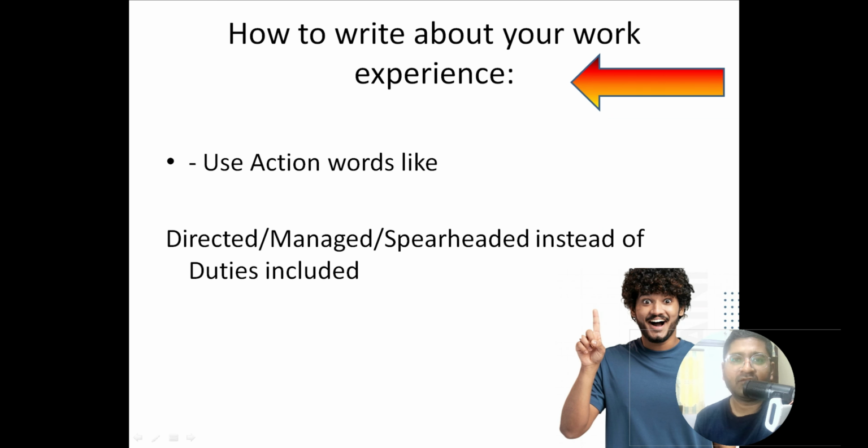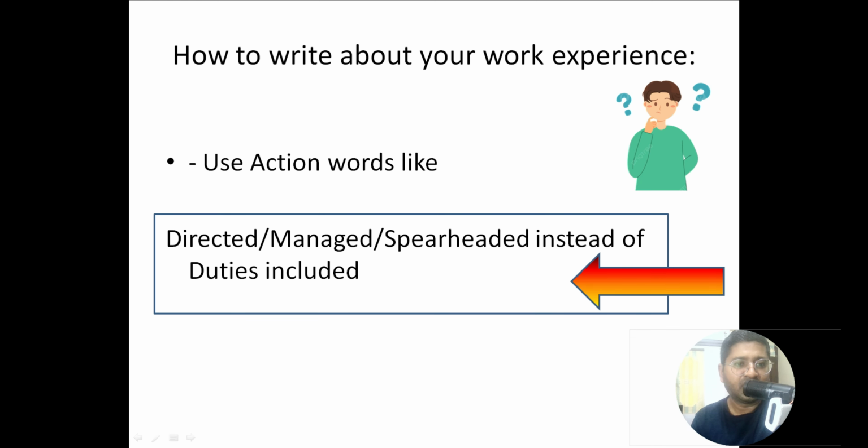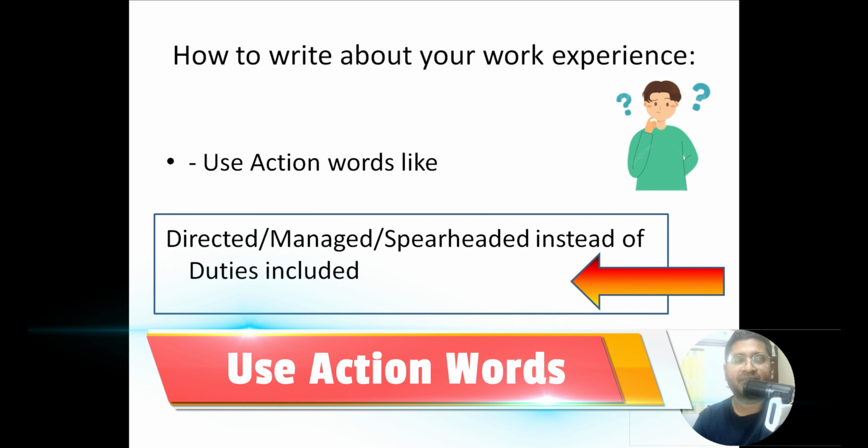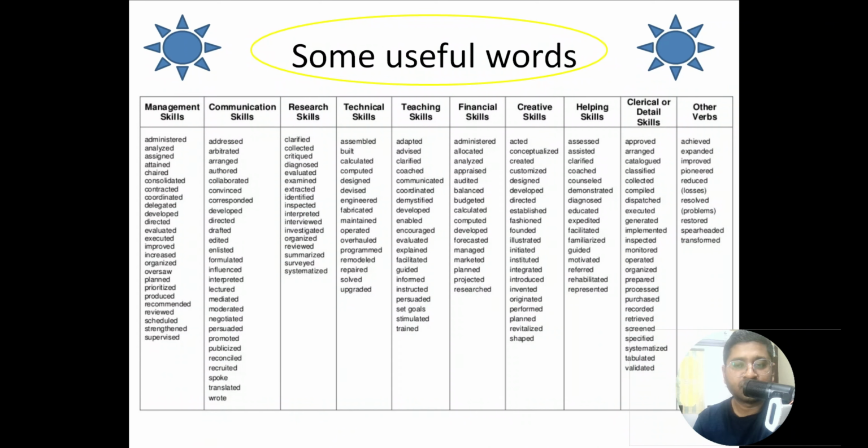Next, here we have how to write about your work experience. Use action words, for example, directed, managed. These are the mature words. For example, spearheaded instead of duties included. So make sure you are not writing very novice kinds of words. Rather, choose the mature words. As I have already mentioned, these are the directed, managed and spearheaded words, right?